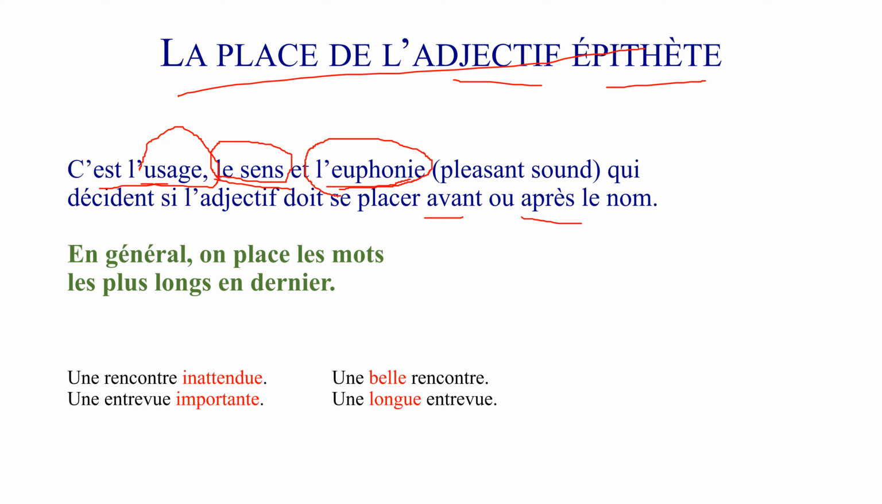Generally speaking, we place longer words last. En général, on place les mots les plus longs en dernier. Longer words go last. Une rencontre inattendue, which is longer than rencontre, therefore it goes last. Entrevue importante, therefore it goes last because it is longer than entrevue. Now, what do you say? Belle and rencontre. Of the two, belle et rencontre, which one is longer? Obviously rencontre, so it goes last. Une longue entrevue. Entrevue is longer, therefore it goes last.